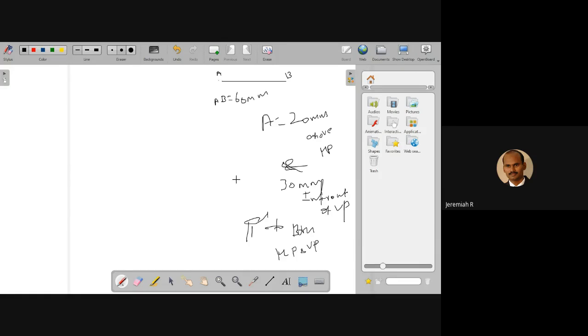So it is given like this. A line AB is 60 mm long. The point A is 20 mm above HP and 30 mm in front of VP. And one more condition is given: the line is parallel to both HP and VP. Let's try to visualize, then we can start with the problem.